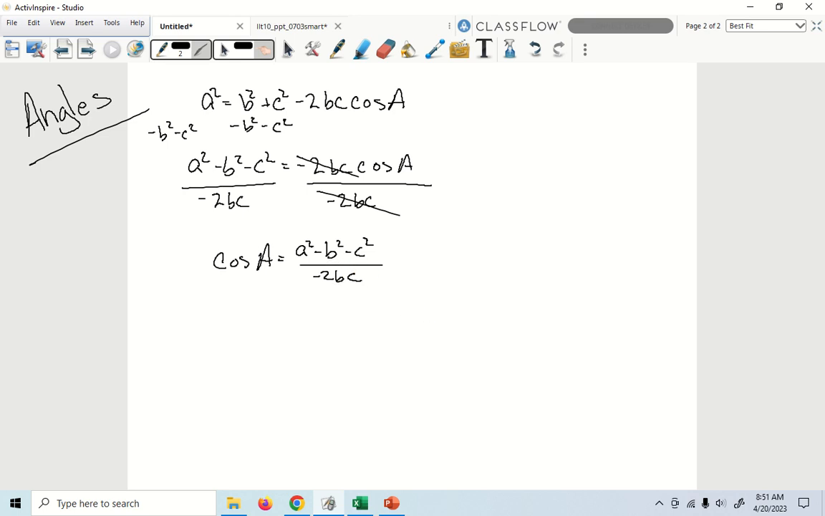And if you're looking for the angle, you do the inverse. So I'm going to inverse that now. A by itself is equal to inverse cosine, and when I do it, I switch all this so it goes inside my cosine. So that's going to be A squared minus B squared minus C squared all over negative 2BC. Oh wait, did I just make a formula for A? Yes, I did.